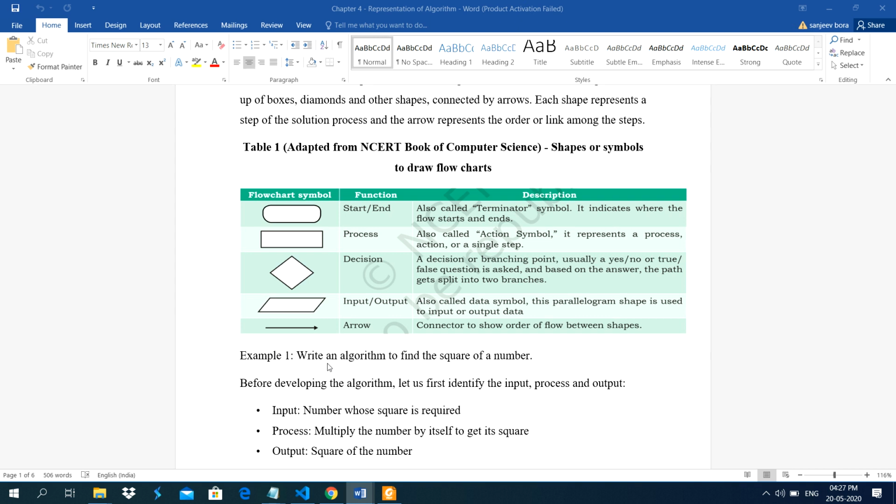One more symbol is the circle. The purpose of the circle is when you are making a flowchart in a copy, and your page finishes, at the end of the page you write a page number in the circle, like page number 1. In this way, from the second page you can start the flowchart again.